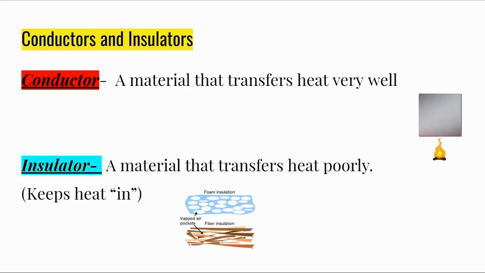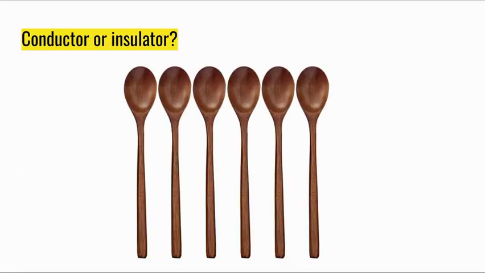All right, we're going to do a little game here, and this is going to help you fill in the examples or pictures piece. Wooden spoon, conductor or insulator? Give yourself 5 seconds to take a guess. If you guessed an insulator, you would be correct. Wood has a lot of air pockets in it, so it makes for a great natural insulator. It does not transfer heat well.